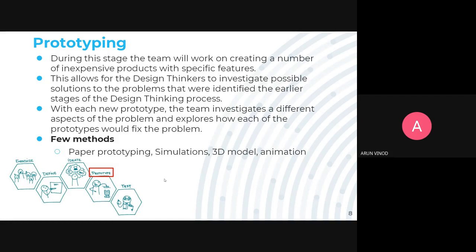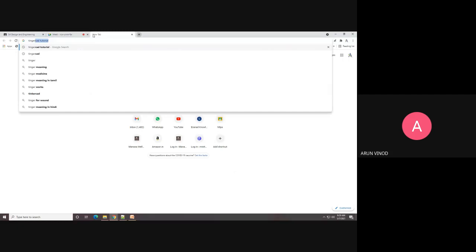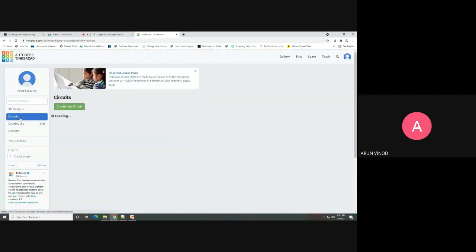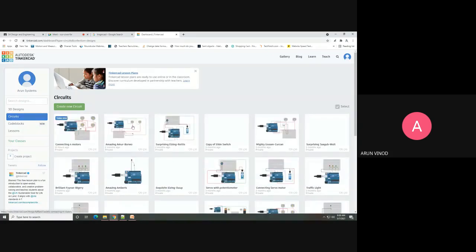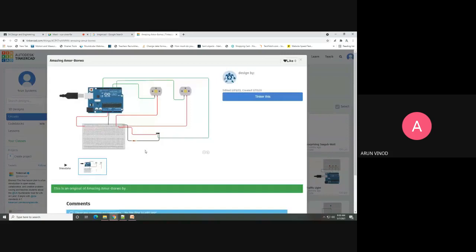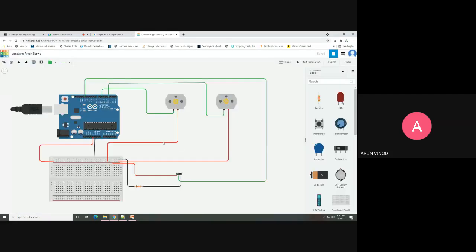Let me show you this. Right, so Tinkercad. This is an online free tool where you can create your own circuits. If you want to do some Arduino projects, you can simulate here before starting the actual design. That is what I'm telling. Before starting the actual design, you can do the simulation.